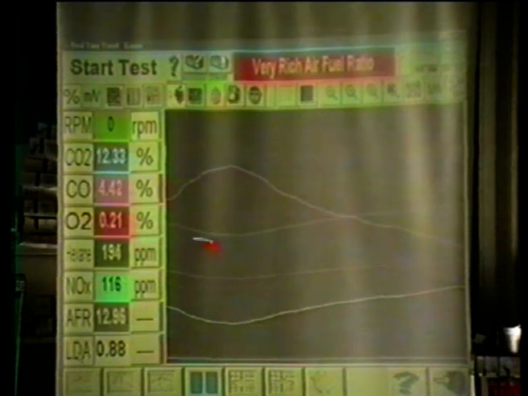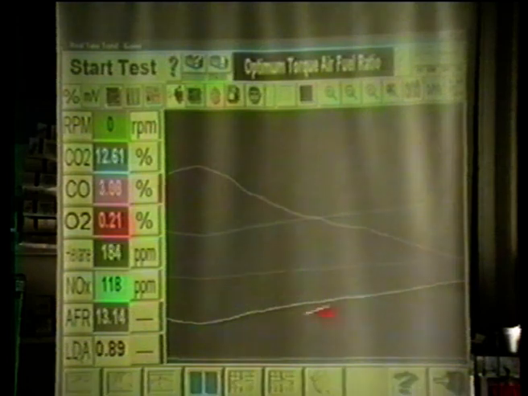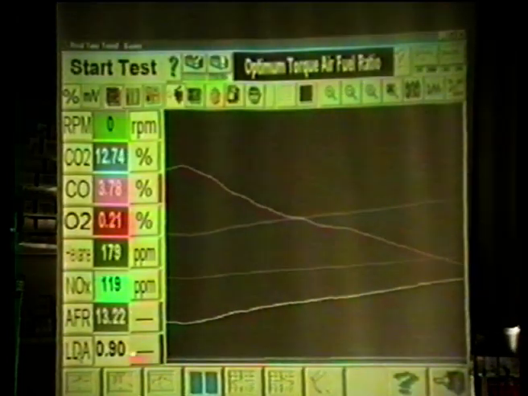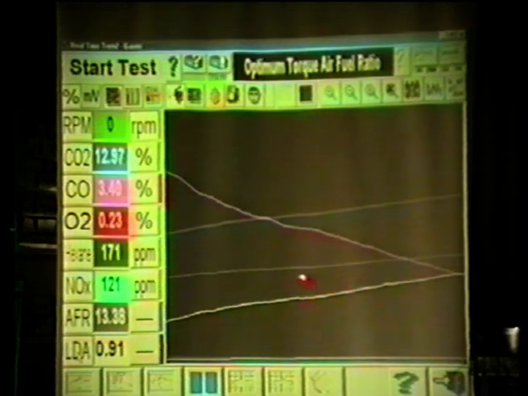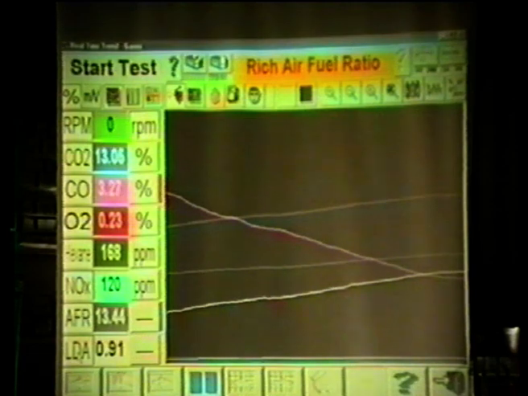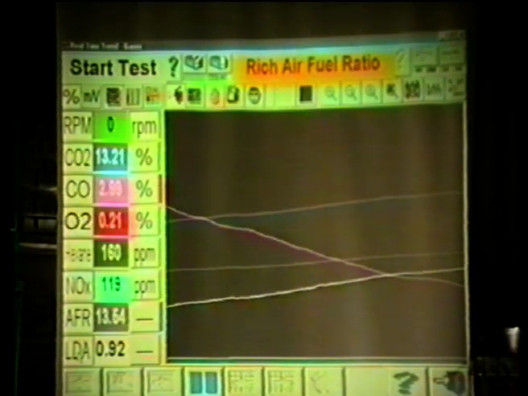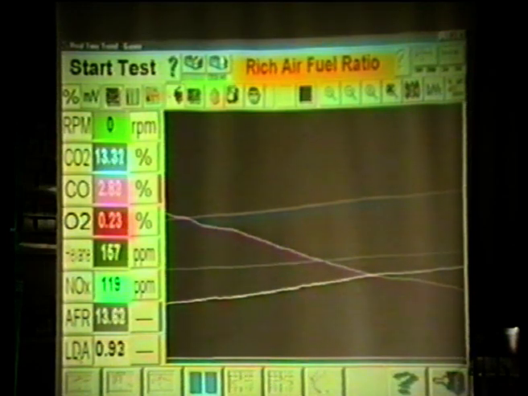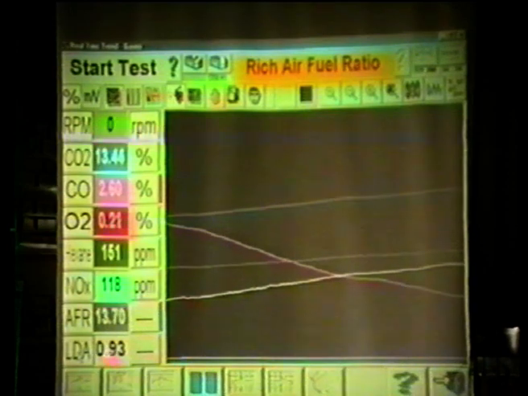Again, you can see that this car is starting to come good, but it's taken so long. There's an optimal torque angular ratio now. It's taken so long because of the astonishingly poor design of the engine, and because it's a cast iron head, to get up to an acceptable emission level.